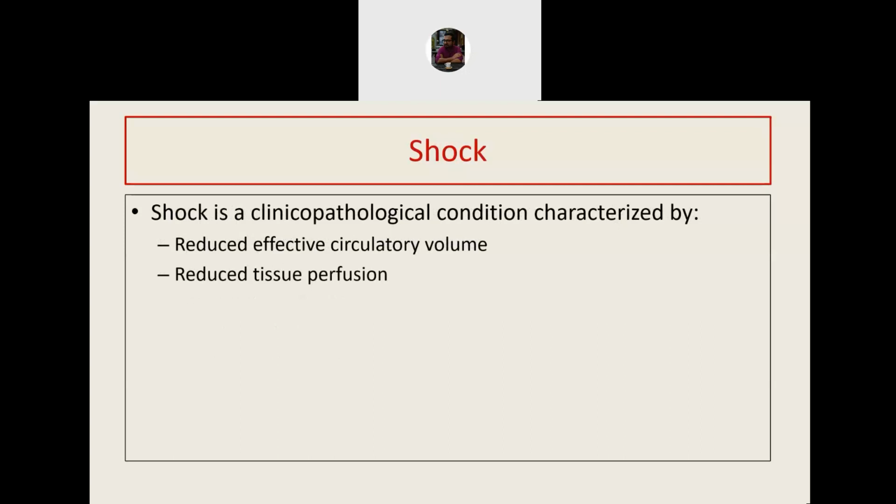So what is shock? Shock refers to a condition where there is a reduced effective circulatory volume and reduced tissue perfusion. The most important criteria to call a condition as shock is that the tissue are getting less blood. So blood supply to the tissue is called perfusion. If the tissue perfusion to vital organs decrease, that condition is called shock, whatever may be the etiology.